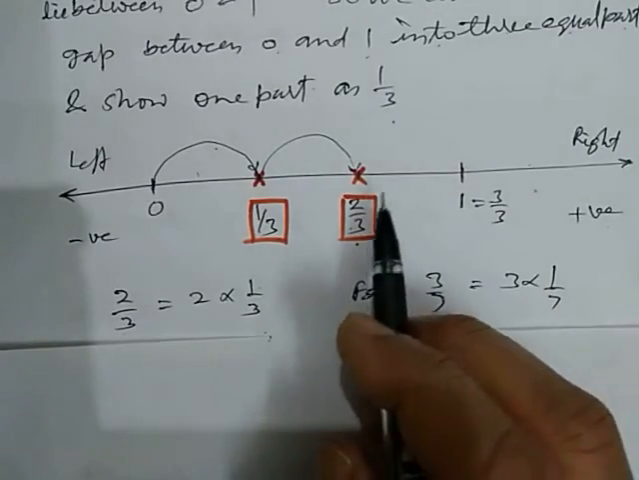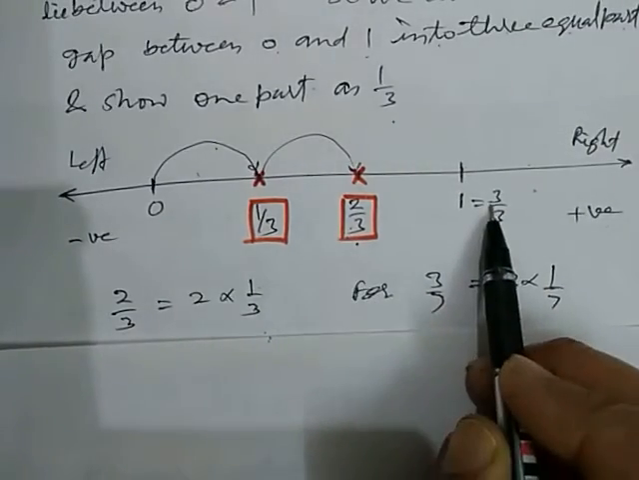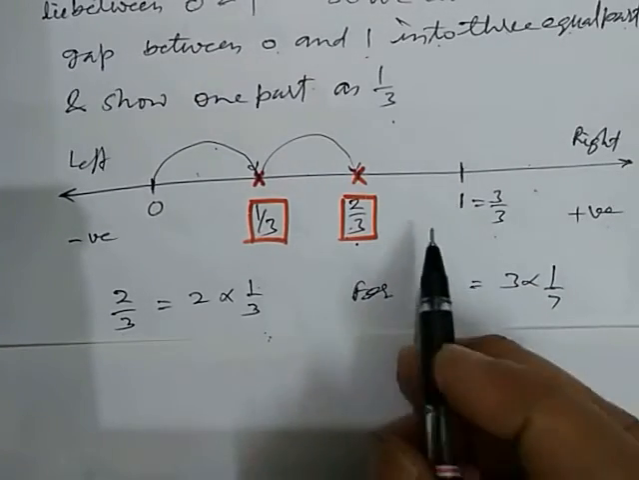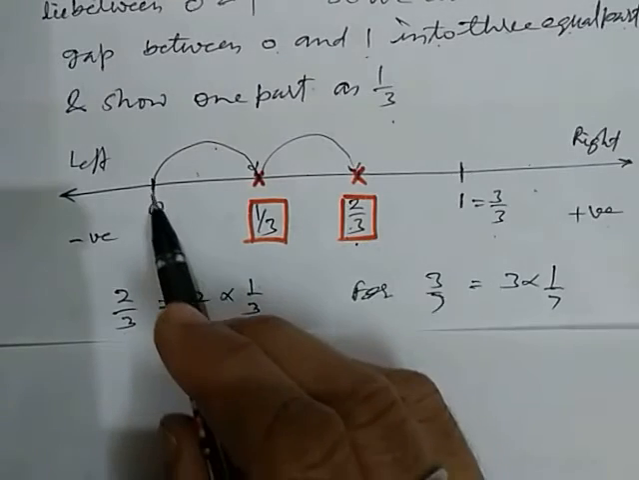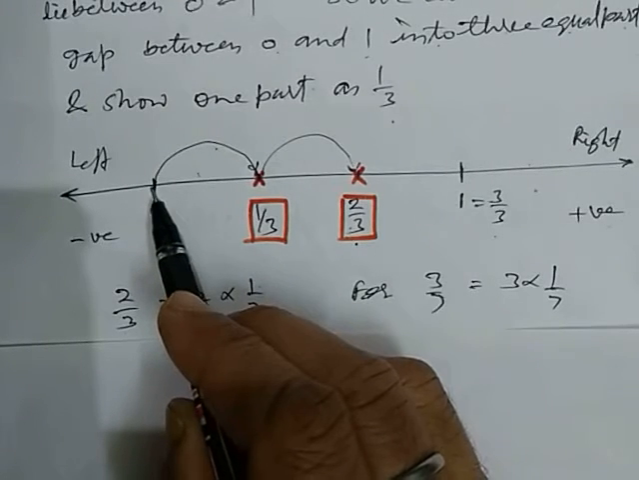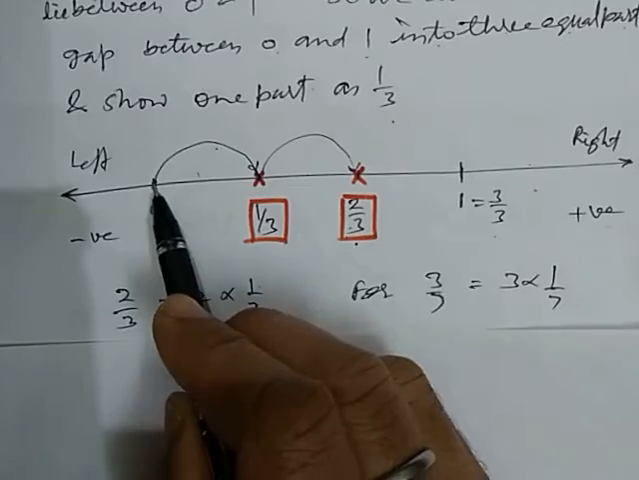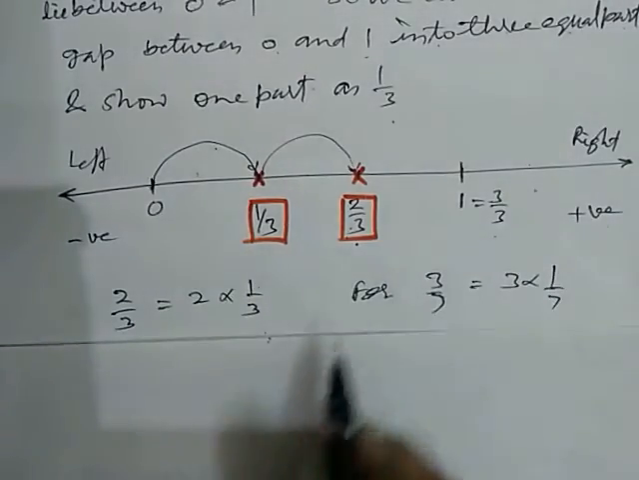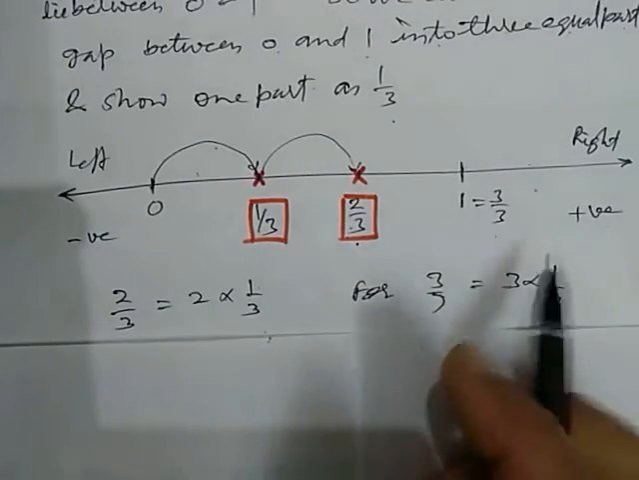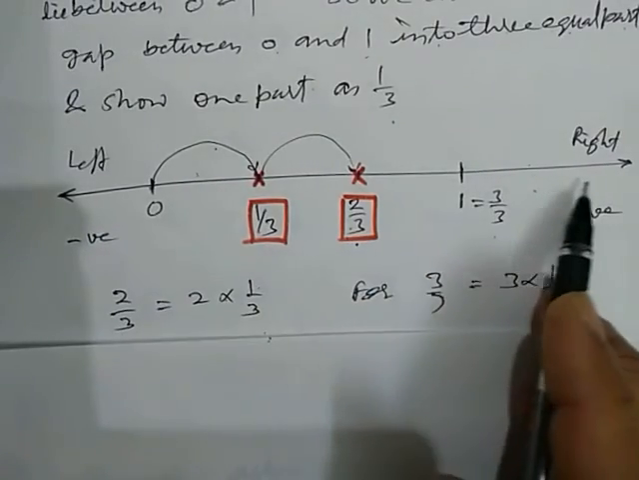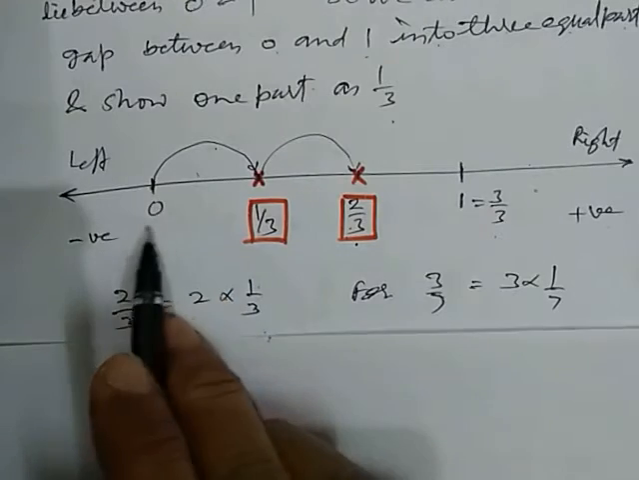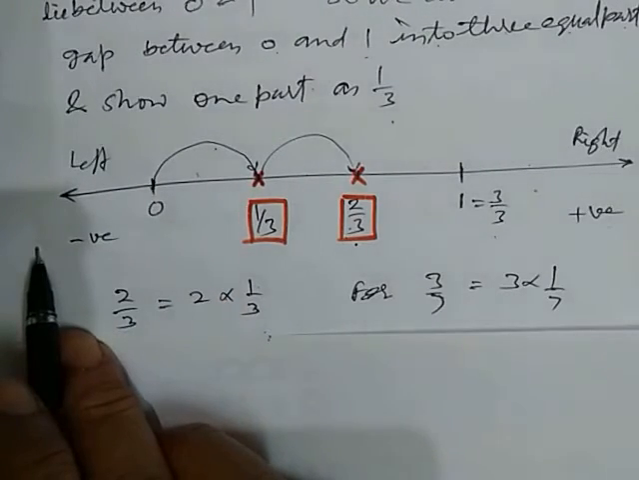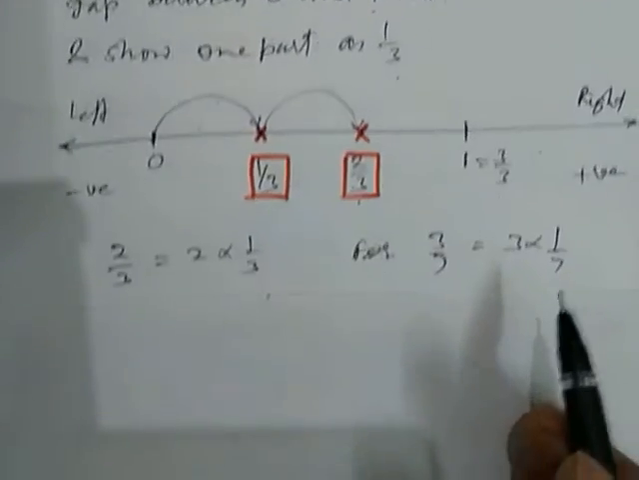If we want to represent 3 by 3, that is 1. This is the third part, and 3 by 3 is 1. If we want to represent 0 by 3, 0 by 3 means 0. So this is the 0 by 3. This way we can express any fraction on the number line. Positive fractions are on the right side of the 0 and negative fractions are on the left side of the 0. This way we can express all fractions.